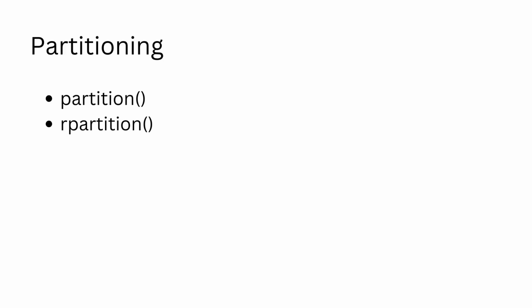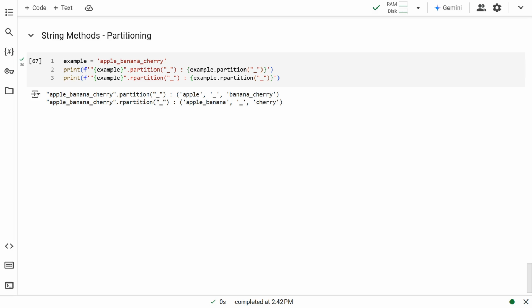Partition and rPartition are the methods used to partition the strings in Python. Let us jump into a quick demo of these methods in action. The partition methods are a bit similar to the split methods. They split the string, taking the delimiter. While the split methods return a list as output, the partition methods return a tuple, containing strictly 3 elements. The first element is the part of the string before the delimiter, the second part is the delimiter itself, and the third part is the part of the string after the delimiter.